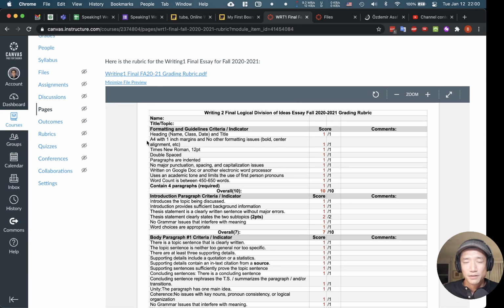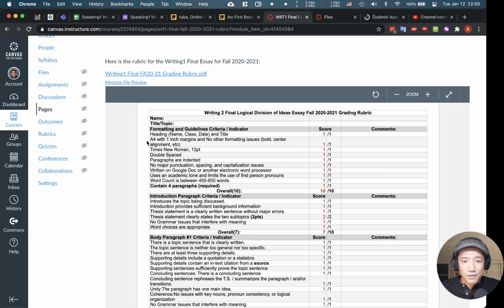So go over all the materials about logical division of ideas essays. If you haven't done your outline, you should do that as soon as possible so I can give you feedback. Otherwise, it might take me a little bit of time to give you that feedback. So it behooves you, it benefits you, to do your work early so that you can get your brain started.